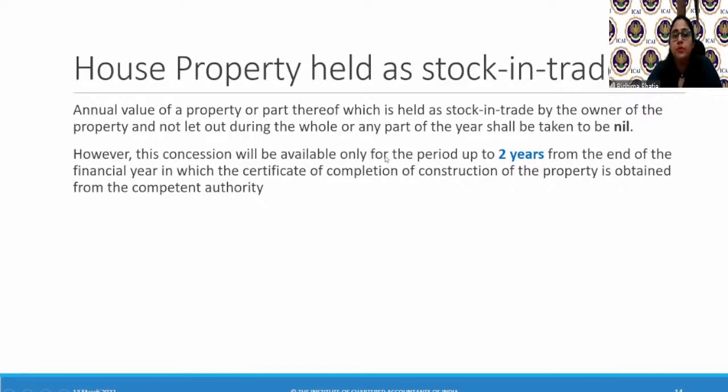However, this concession will be available for a period of 2 years from the end of the financial year in which the certificate of completion of construction of the property is obtained from the competent authority. One more thing, since you're income tax students, understand income tax better. Be very careful about the language of the act. If the language says 2 years from the construction date, then it would be 2 years from the construction date. If the language says 2 years from the end of the financial year in which the construction was completed, that means from 31st March of that year, 2 years.